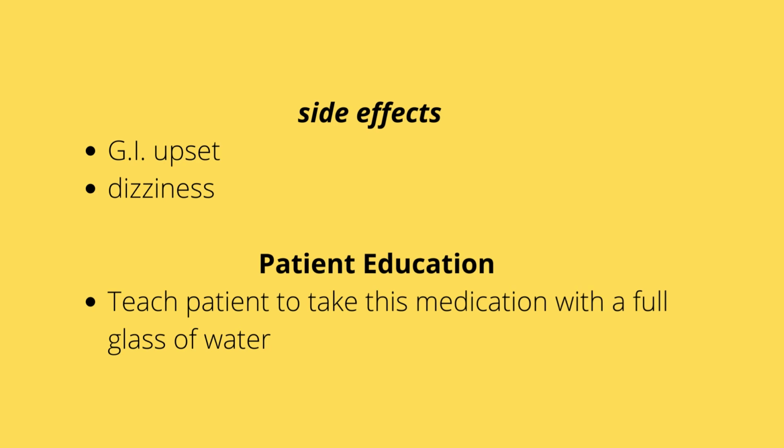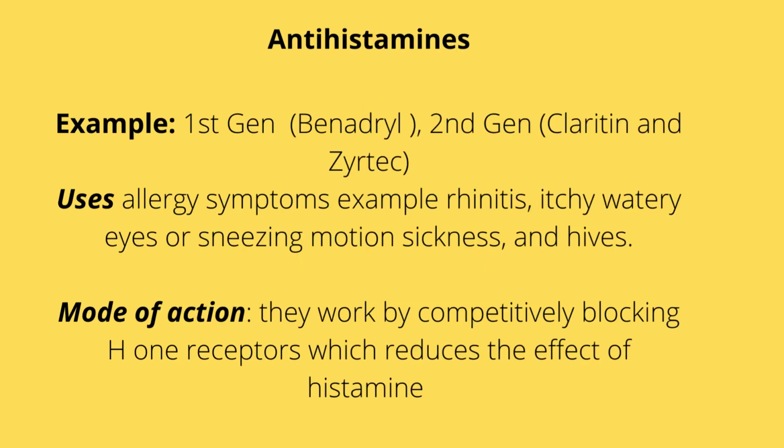Our last medication that we're going to talk about in our respiratory system is our antihistamine. And what we need to know is that antihistamines are in two generations. There is our first gen antihistamine and the second gen antihistamine. So examples for first gen include Benadryl. Our second gen examples are Claritin and Zyrtec.